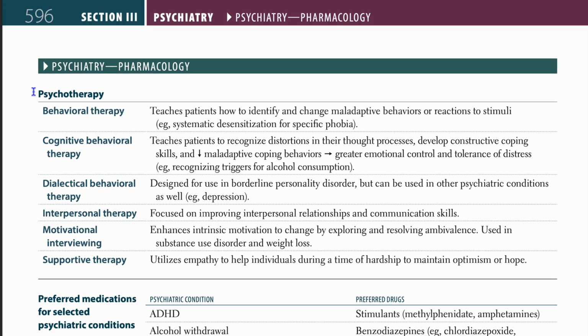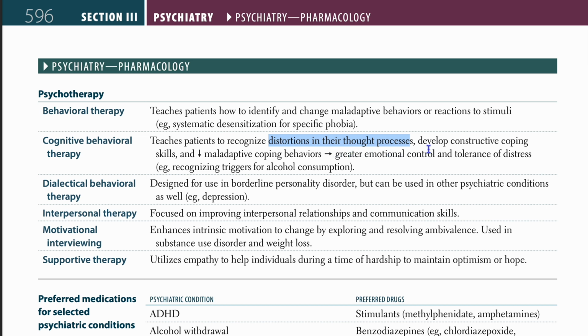Psychiatry. So, psychotherapy. These are all the terms we came across, and now I'm just explaining them. Behavioral therapy teaches the patient how to identify and change maladaptive behaviors or reactions to stimuli. For example, systematic desensitization for specific phobia. Okay. Cognitive behavioral therapy teaches the patient to recognize distortions in their thought processes, develop constructive coping skills, and decrease maladaptive coping behavior.